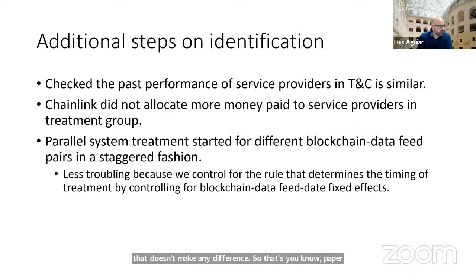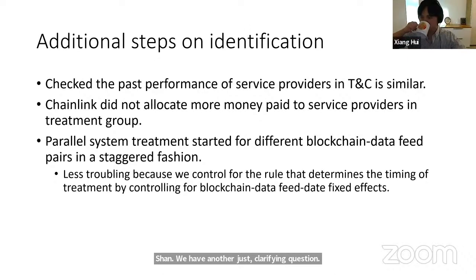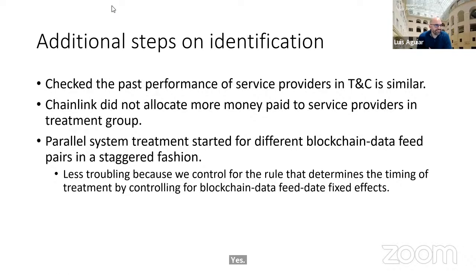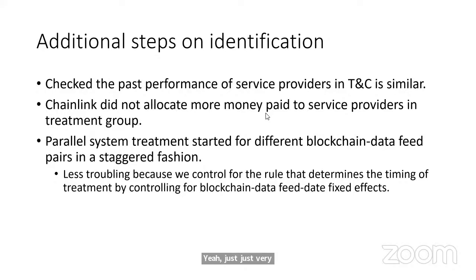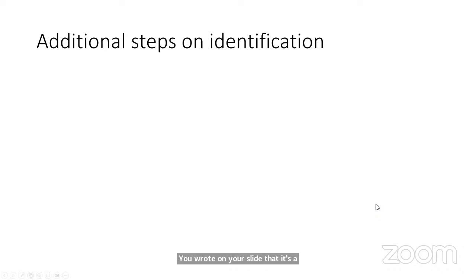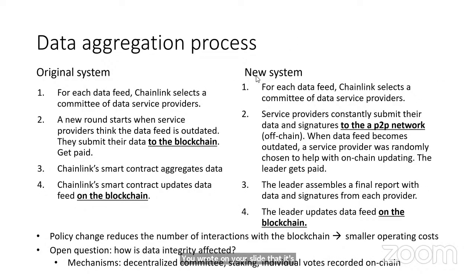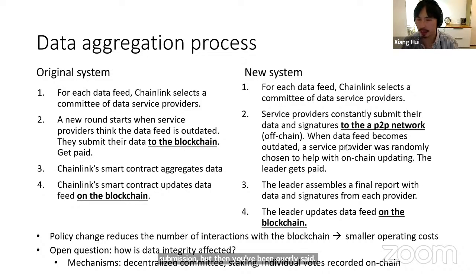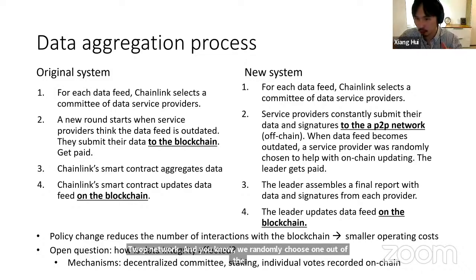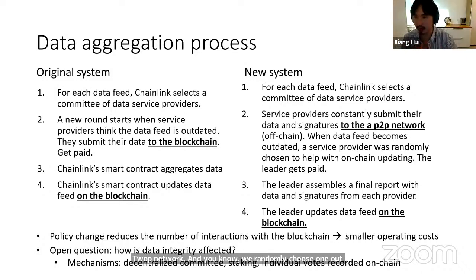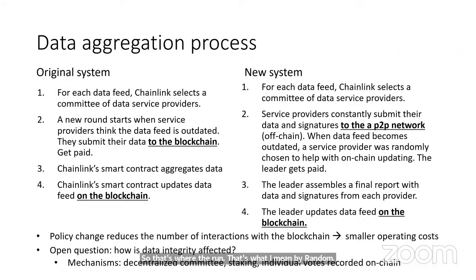Xiang, we have another clarifying question from Nancy. Yes, go ahead. Just very short. I understood that in the old system, the median was chosen, but for the new system, you wrote on your slide that it's a randomly chosen submission, but then you orally said it's also the median. Right, sorry. Random in the sense that we have on average 16 providers in the P2P network, and we randomly choose one out of the 16 people to be the leader who will be helping with the on-chain updating process. So that's what I mean by random, but it's still taking the median of all the votes. Okay, right.